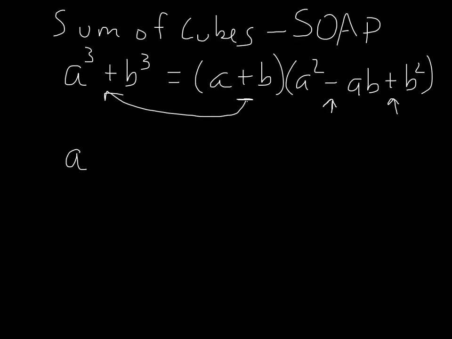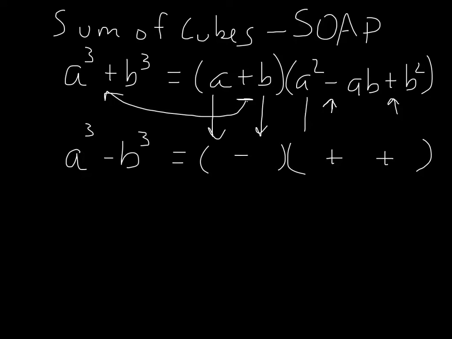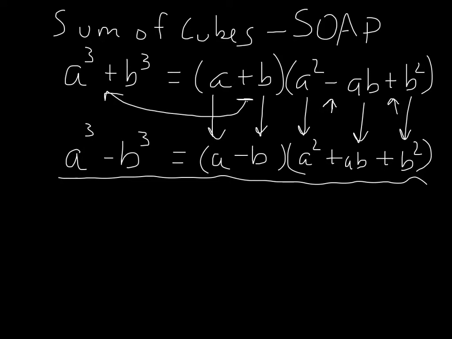So using that same thinking, let's look at a cubed minus b cubed. When we do that, the signs are same, opposite, always positive, and we have the same exact factoring as above. So a minus b, a squared, a times b, and then b squared. Nothing changes. So let's look at a quick example.